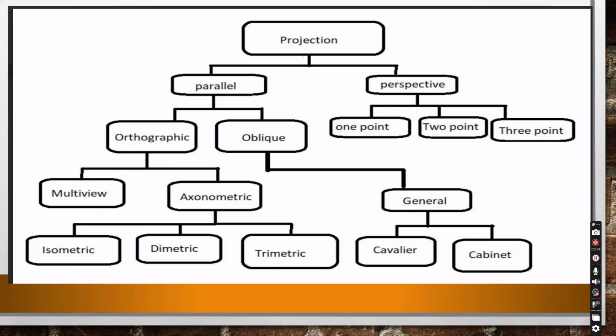In parallel, they are classified again into orthographic and oblique. In perspective, there are 1-point, 2-point, and 3-point. Again, the orthographic is classified into two methods: multi-view and axonometric. In axonometric, they are classified again into isometric, dimetric, and trimetric. Then oblique is classified into general, cavalier, and cabinet.